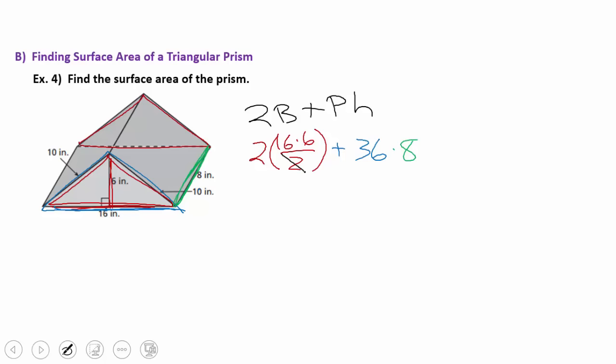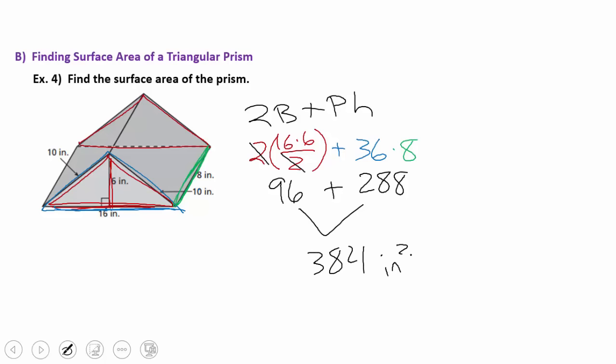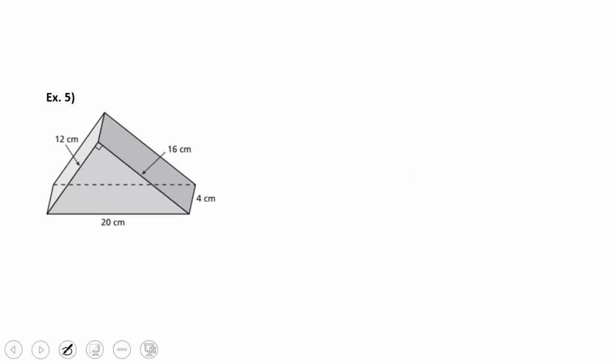So we recall that these 2 simplify out. 16 times 6, that's 96. And 36 times 8, that's 288. And when I add these 2 together, I get 384. That's right, 384. That's inches, and that's squared. Voila, presto, bango. Pretty straightforward.